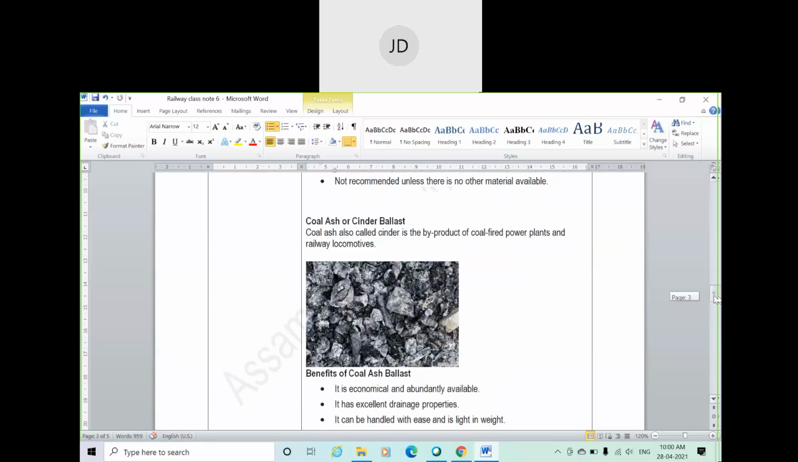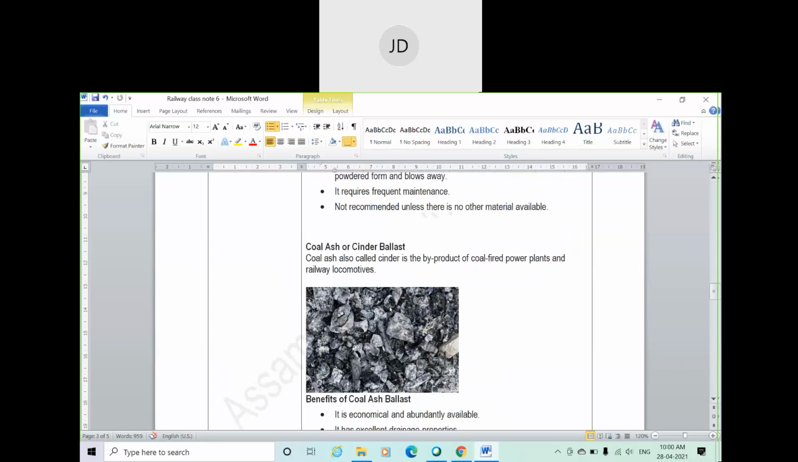Next, we'll discuss another one, coal ash or cinder ballast. The coal ash, also called cinder, is the byproduct of coal-fired power plants and railway locomotives. Even in the steam engine railway, even in the movies, you have seen that some coal is used as a burning material. So this coal ash can also be used in ballast.